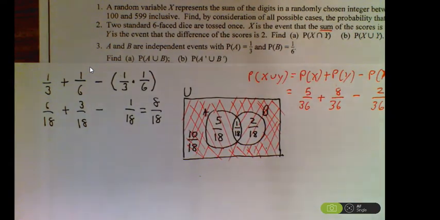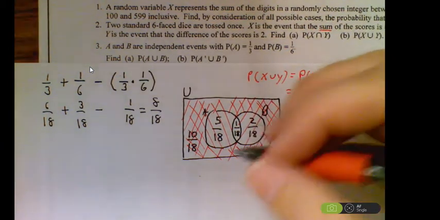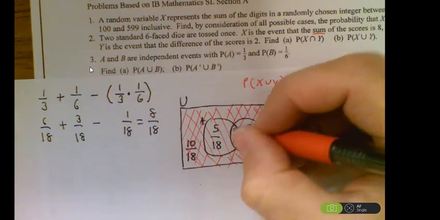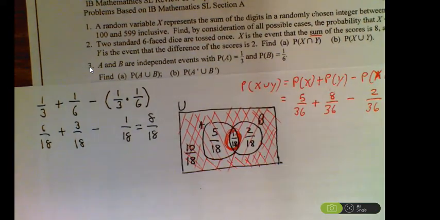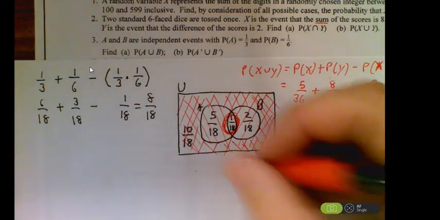So when they say not A or not B, just look at all the areas that we shaded. We shaded everything except this guy right here. He's the only thing that didn't get shaded. So if I add up all the areas that did get shaded, they would add up to 17 out of 18, which would be our answer.